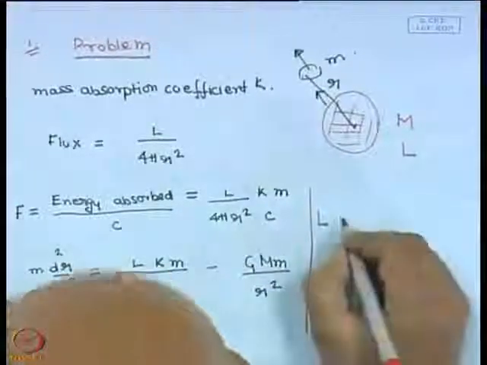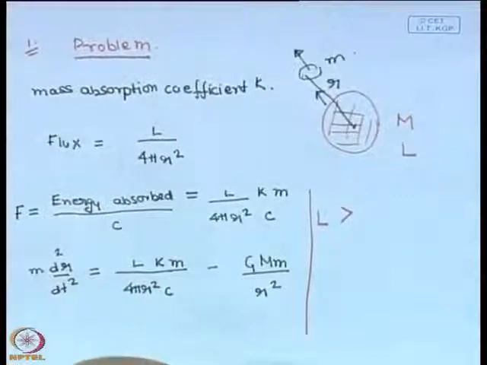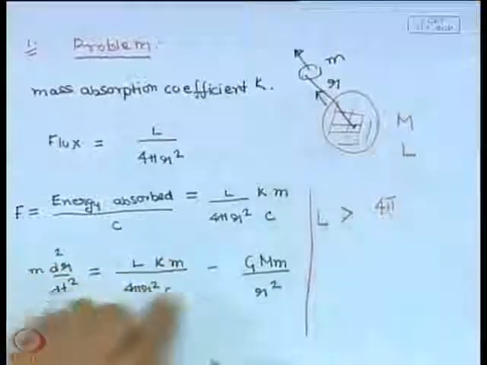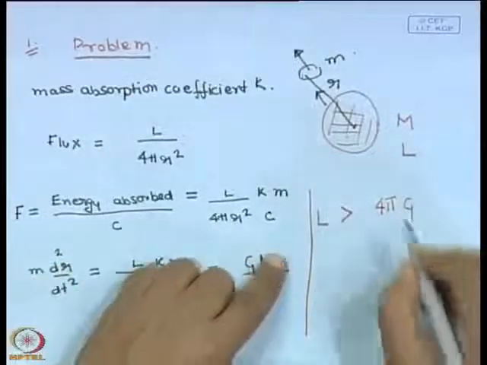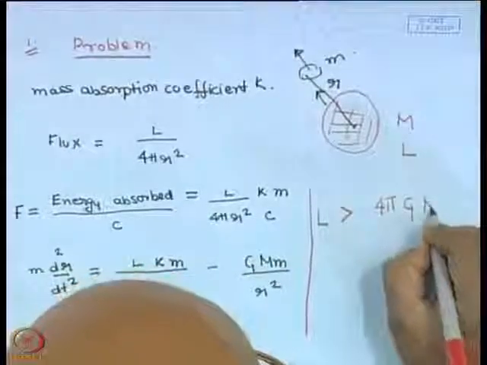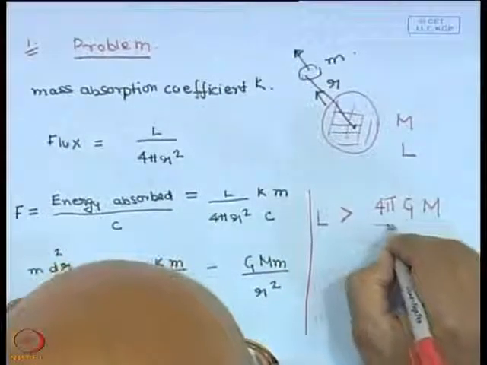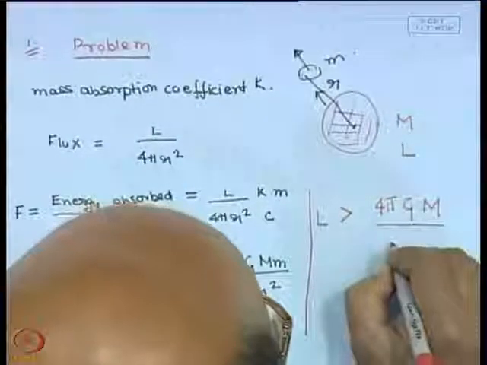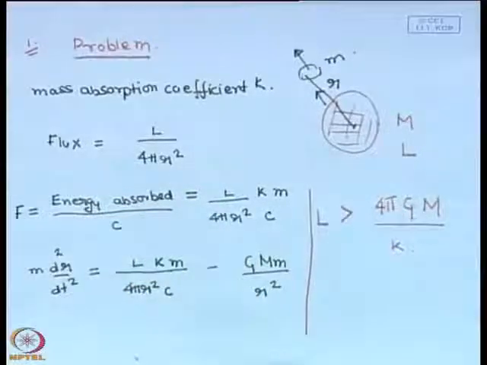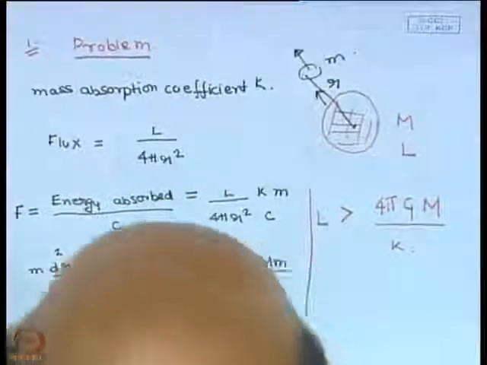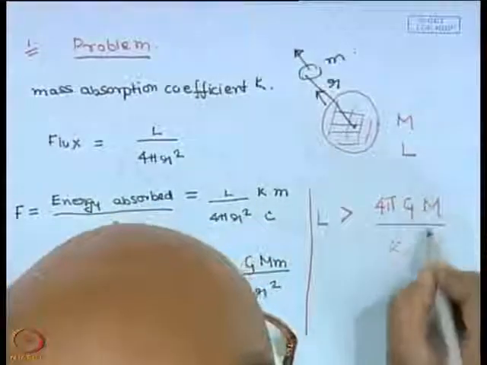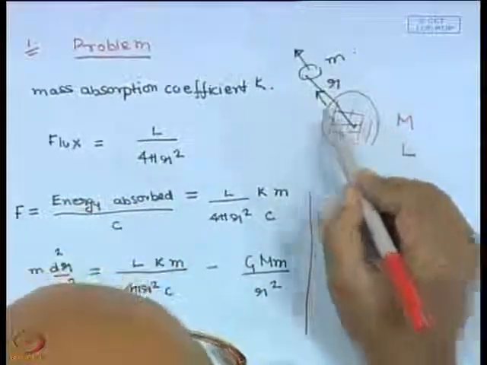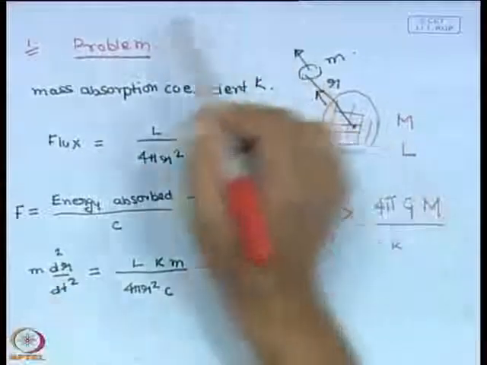should exceed, let us see what it should exceed, 4 pi into G into the mass of this gravitating object divided by kappa, right. So, this is the value of the luminosity. If the luminosity is in excess of this value, the radiation coming out from this big mass can in principle eject such a gas cloud.